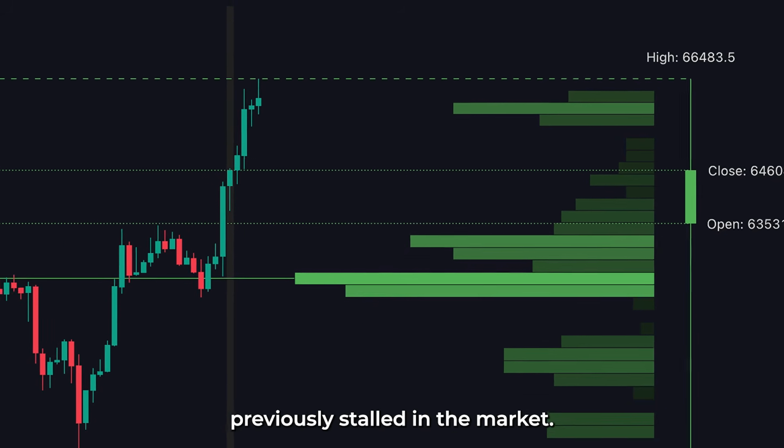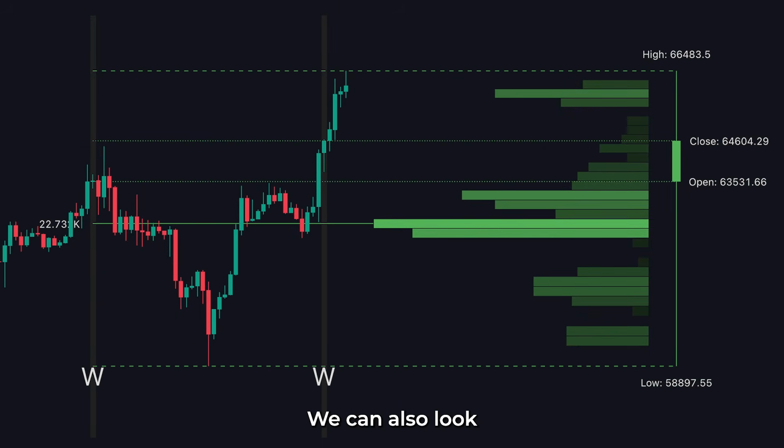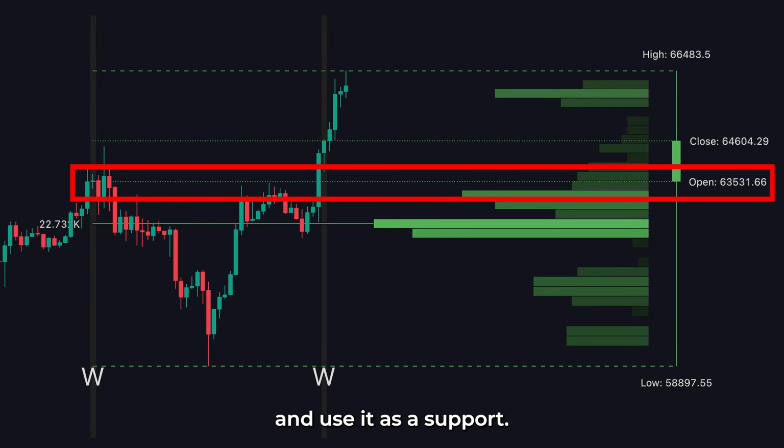This is where buyers previously stalled in the market. We can also look at the open of the candle and use it as a support. This is also a major point of interest.